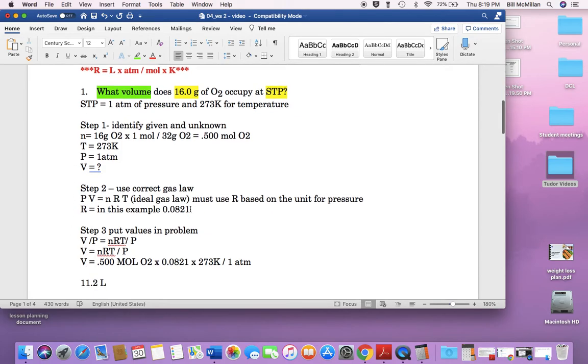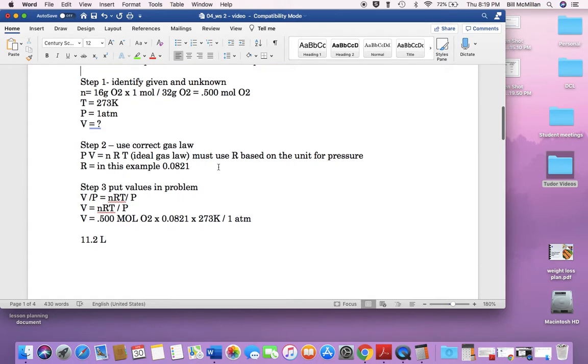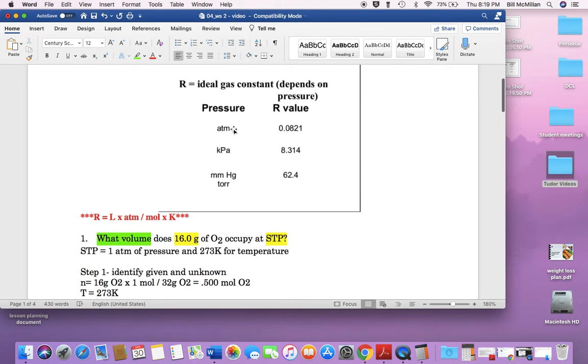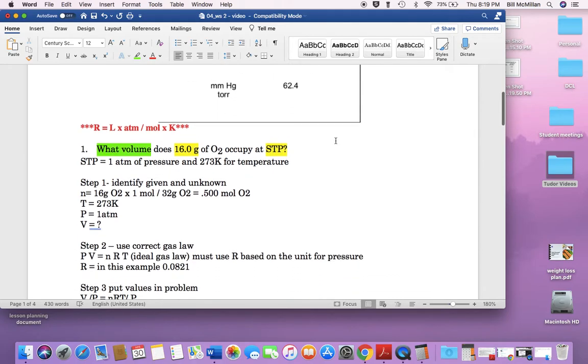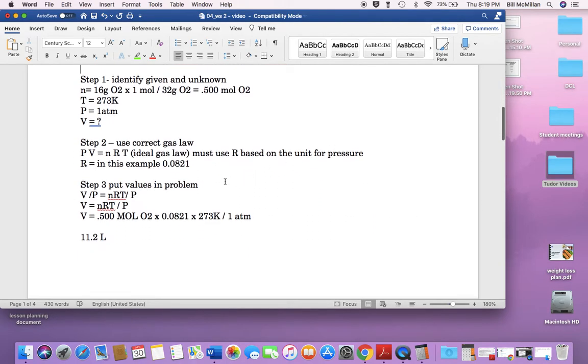Step 2 is to use the correct gas law. For this whole worksheet, you're going to use PV equals nRT. Again, it's the ideal gas law. You must use the R value based on the pressure unit for this unit, and like I said, we're using atmospheres. So this is the number you're going to use for R. That's your R value.